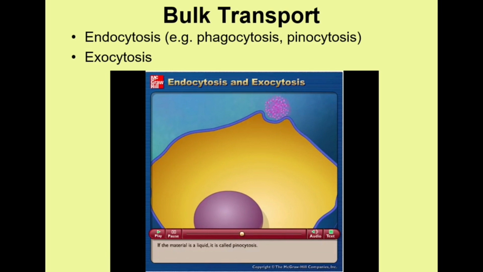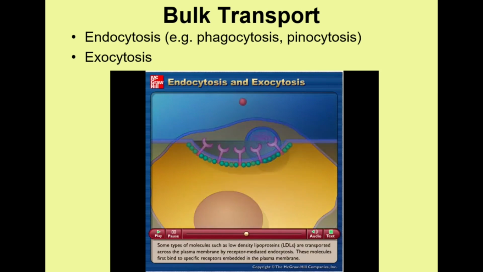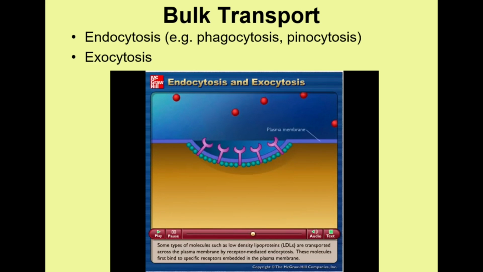If the material is a liquid, it is called pinocytosis. Some types of molecules, such as low-density lipoproteins, LDLs, are transported across the plasma membrane by receptor-mediated endocytosis. These molecules first bind to specific receptors embedded in the plasma membrane.